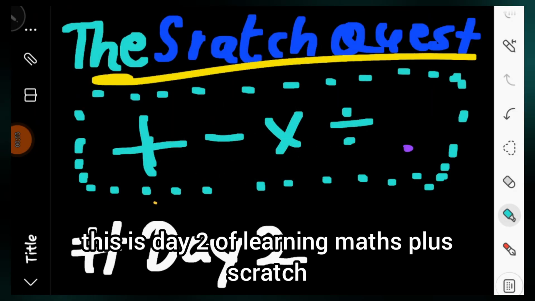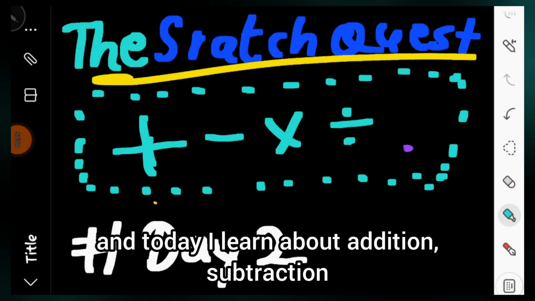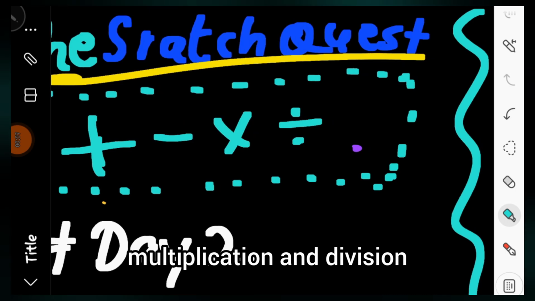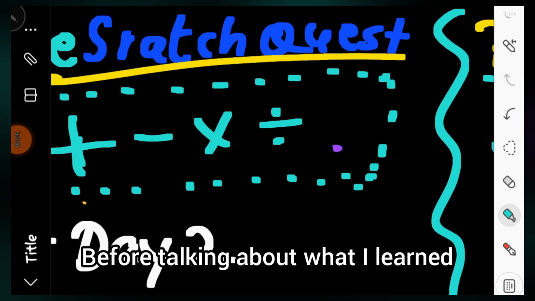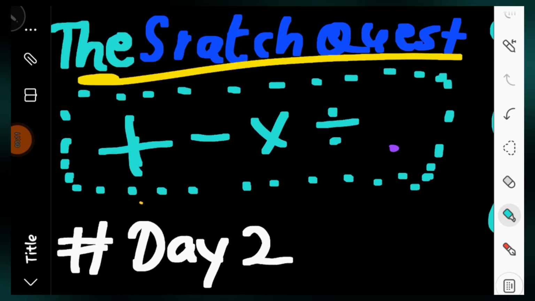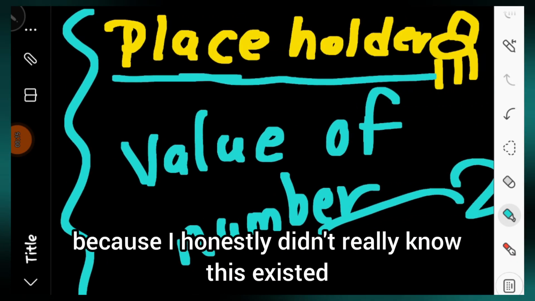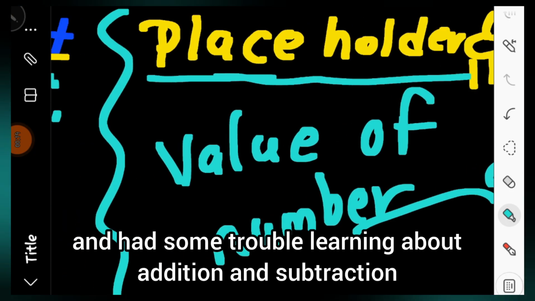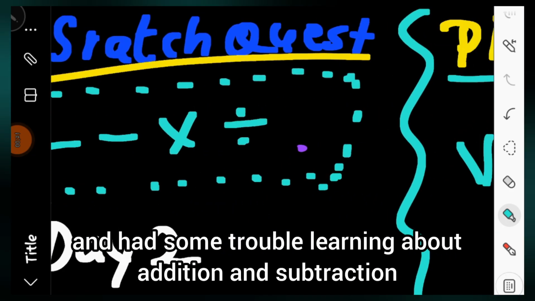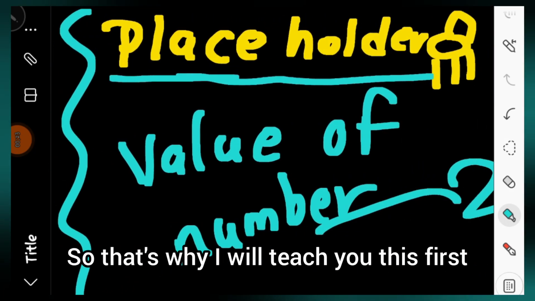Day 2 of learning math from scratch, and today I learn about addition, subtraction, multiplication and division. Before talking about what I learned, I also want to teach you about placeholder, because I honestly didn't really know this existed and had some trouble learning about addition, subtraction. So that's why I will teach you this first.